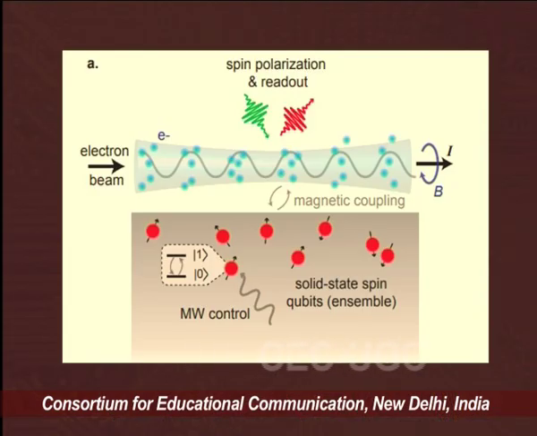So, in this diagram we have an electron beam, and there is a magnetic field generated, that is a magnetic coupling, and there is a spin polarization and the readout. And we have an MW control here on the qubits, and moreover we have solid state spin qubits, and that assembles as ensembles.